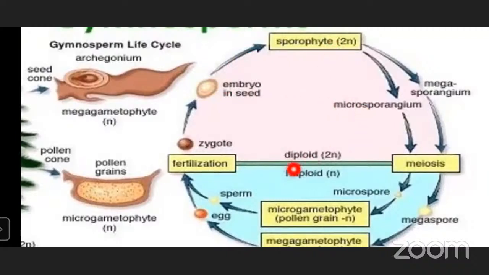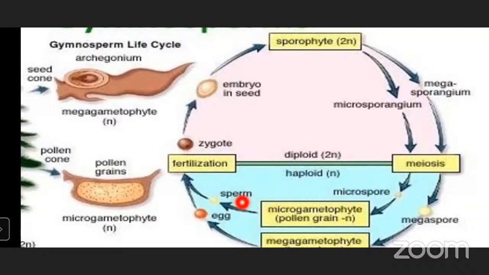In this manner, the sporophytic phase alternates with the gametophytic phase, and the gametophytic phase alternates with the sporophytic phase. Gymnosperms also show heteromorphic alternation of generations, and the life cycle is diplohaplontic. Diplohaplontic life cycle means the plant body is a diploid sporophyte. It produces microspores as well as megaspores. Microspore germinates to form the male gametophyte. Megaspore germinates to form the female gametophyte.